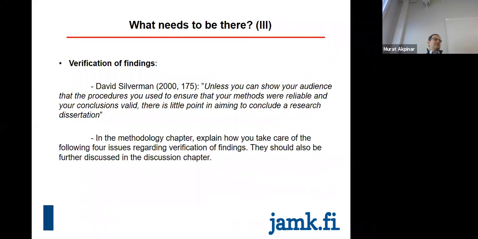Now, the last part under the methodology chapter is going to be the verification of findings. There's a saying by David Silverman here. You can check out his book, which is a good reference for how to do qualitative research, so you may benefit from his other sayings. Unless you can show your audience that the procedures you used to ensure that your methods were reliable and your conclusions valid, there is little point in aiming to conclude a research dissertation. So here we are talking about reliability and validity, okay?